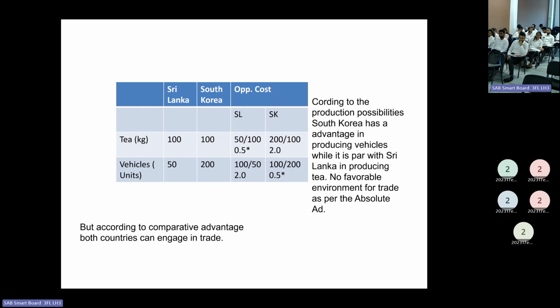Fifty divided by 100 gives 0.5. And when it comes to vehicles, opportunity cost means 100 divided by 50. The opportunity cost of tea in terms of vehicles, we calculate. For Sri Lanka, tea is 25. We take the cost of this.